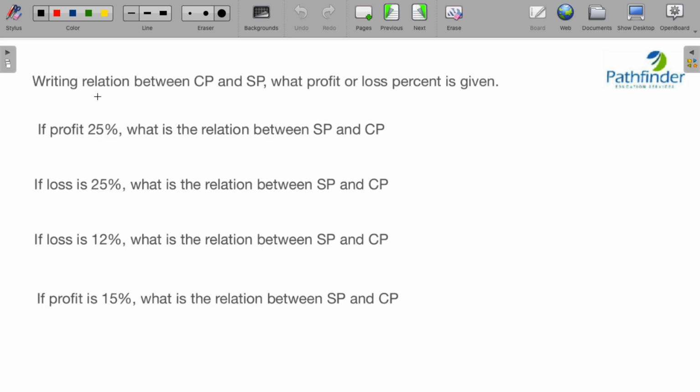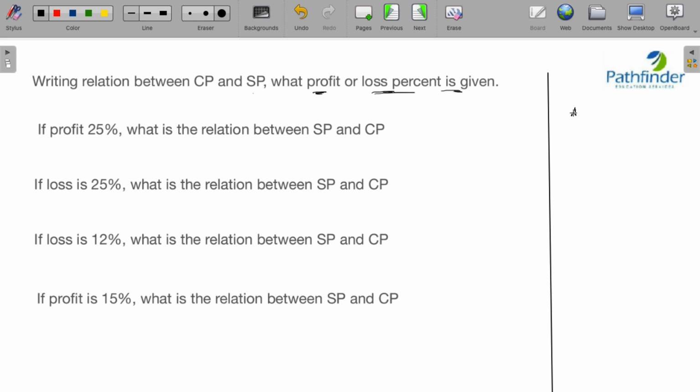So सबसे पहले, the first thing that we will learn is how to write relation between selling price and cost price if profit or loss percent is given. Correct? Now this whole concept is based on the concept of percentage. Profit and loss is the first topic that we cover after percentage.